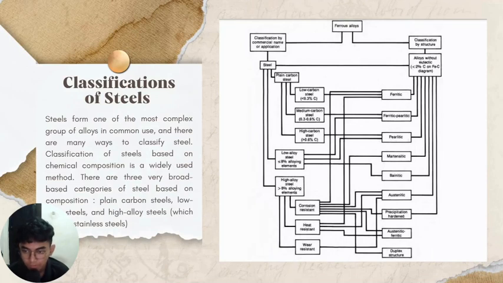For example, classification may be based on steelmaking. Steelmaking can be classified into two steps. The first one is primary steelmaking in a converter or furnace, and the secondary steelmaking is in a ladle.